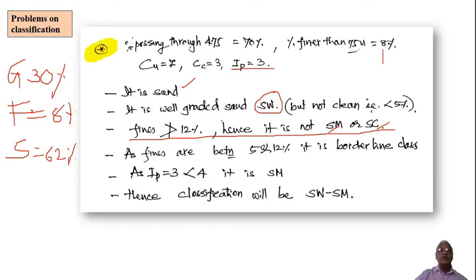As IP is equal to 3, which they have given as less than 4, it is SM. Just now we have seen in the earlier slide that if IP is less than 4, then it will be silt, and if IP is greater than 7, then it will be clay. So that's why SM. Hence the classification symbol will be a dual classification symbol, SW-SM. So it is showing well graded sand performance, but because of the percentage of silts, it is SM also. That's why the classification is SW-SM. That's how the classification is done.